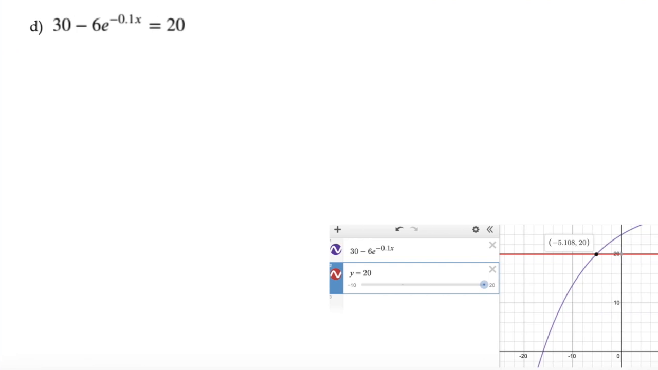We can try another example. Here we certainly do need to isolate our exponent. To do that, we'll first subtract 30 from both sides. Now we have negative 6e to the negative 0.1x is negative 10. Go ahead and we'll divide both sides by negative 6. So we have e to the negative 0.1x is equal to 5/3.